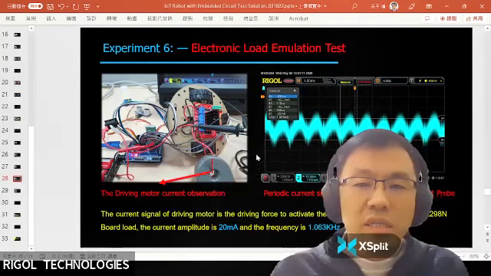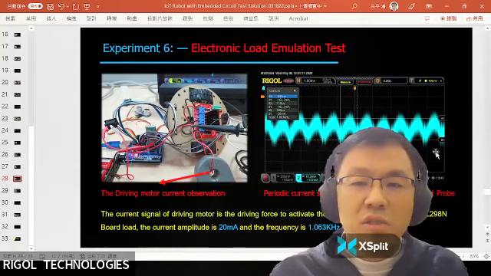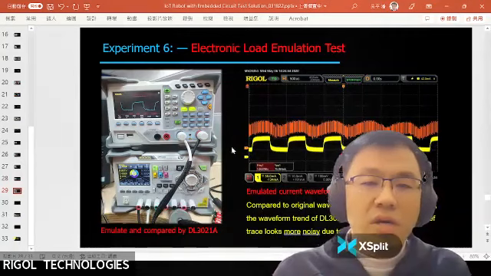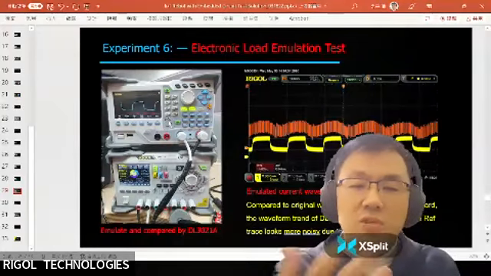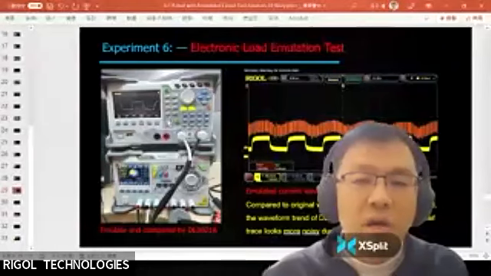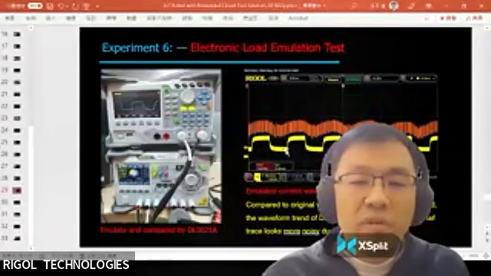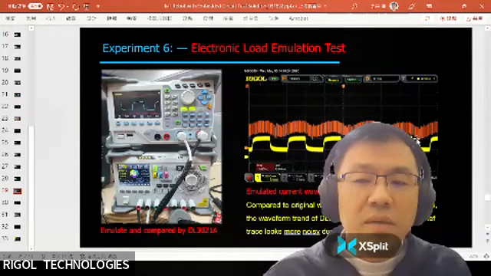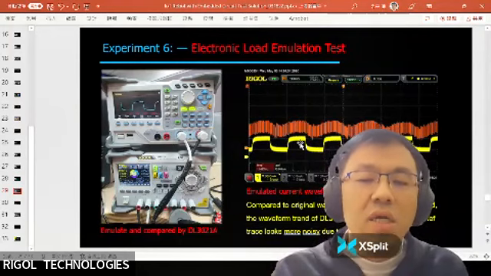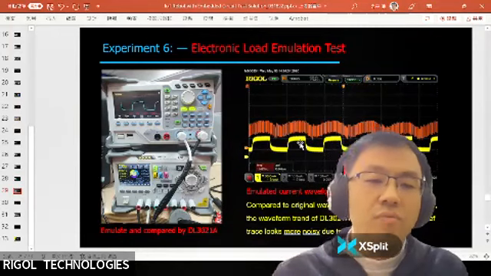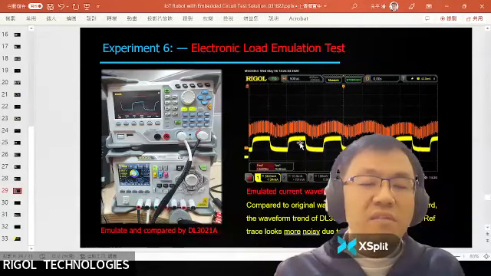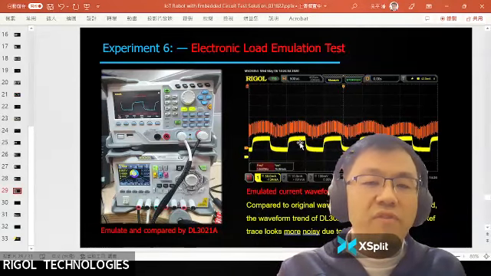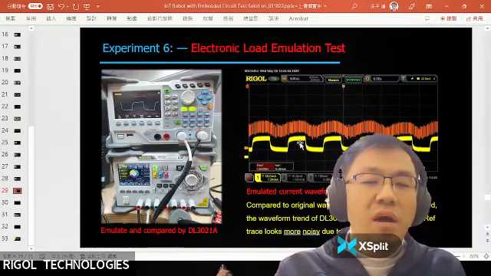You can see this is a waveform variation on the oscilloscope, and we can also compare it to the current waveform monitored on the electronic load directly. This is the strength of our electronic load product, because we can monitor the current waveform variation on the display simultaneously and compare it with the waveform displayed on the oscilloscope. It is a very good tool and test feature to help the customer solve problems during the R&D procedures.